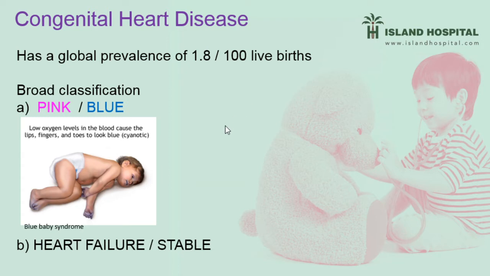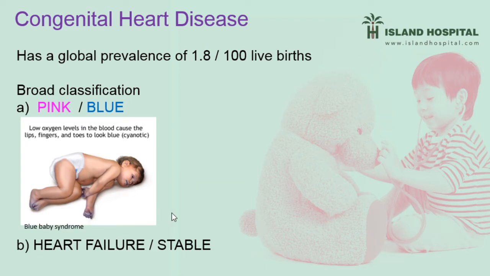Now, what do we do when we are faced with a baby or a child with a congenital heart disease? First of all, we classify our children into two major categories. The first is whether the child is pink. So we look at the lips, the tongue, the fingers and the toes, and we observe if the child is pink or if the child is blue. Thankfully, in the majority of cases of congenital heart disease, the children are pink. About 20% present with cyanosis, or blueness of the mouth, the fingers and the tongue.